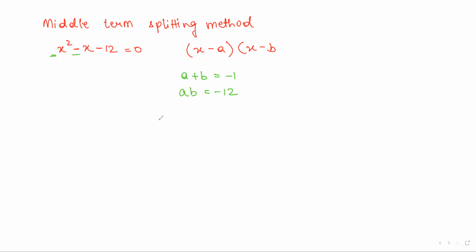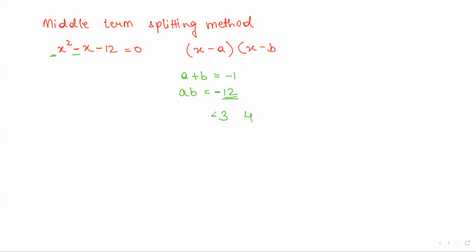Your a plus b is minus 1 and your ab is equal to minus 12. You have to find two numbers such that their multiplication is minus 12 and their addition is minus 1. We know 12 can be factorized as 3 and 4. 3 into 4 is 12. But to get a minus sign, you have to apply minus either to 3 or to 4.